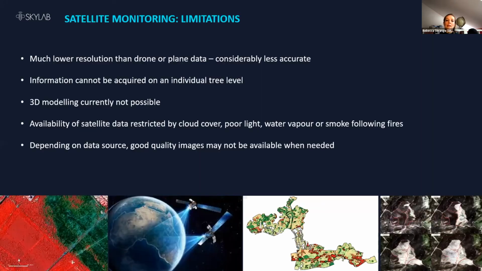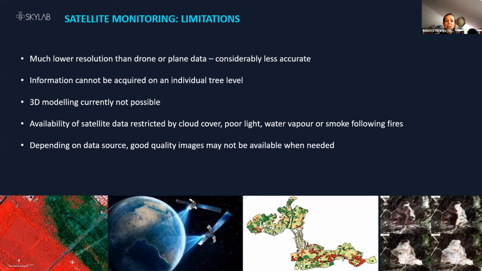But what are the limitations of satellite monitoring? Well, of course, it's much lower resolution than drone or plane data, so therefore it's considerably less accurate. You can't acquire accurate information on an individual tree level. It's more about seeing problem hotspots. And it's not currently possible to do 3D modeling, at least not with any level of accuracy. But of course, that will probably change in the near future.